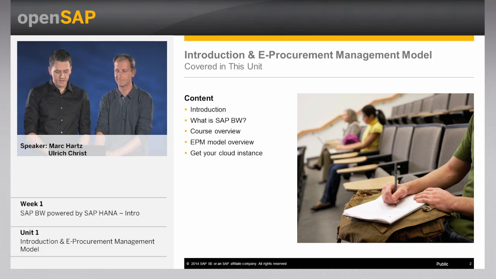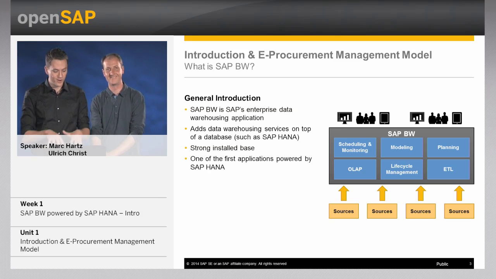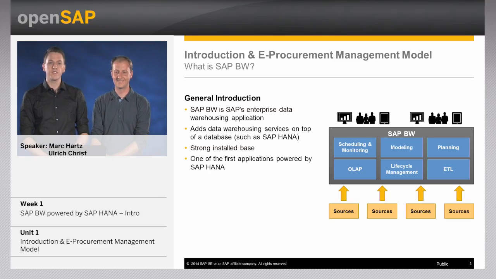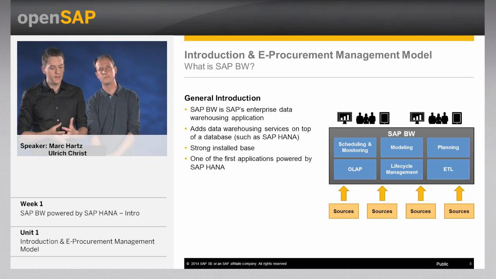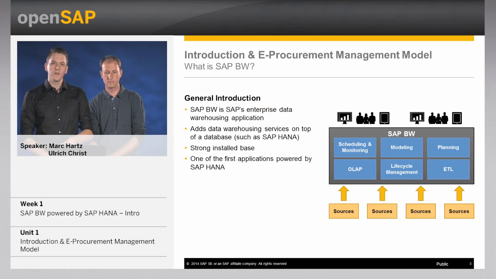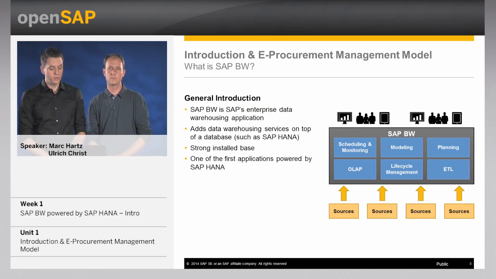I think we can get started with week 1. No worries, we will go deeper after this unit, but we will definitely start with what is BW again? What is the product doing? And the answer is SAP BW is basically our data warehousing application. It's the SAP application for data warehousing. It means we are adding in BW services on top of a database to build a whole data warehouse. And especially for this course, we will show you these services on the example of SAP HANA.